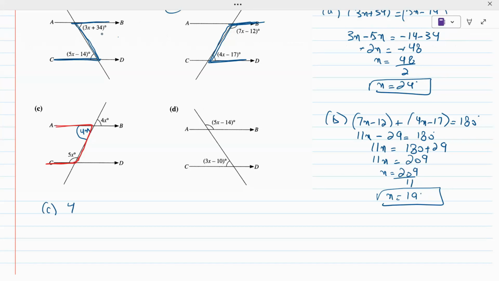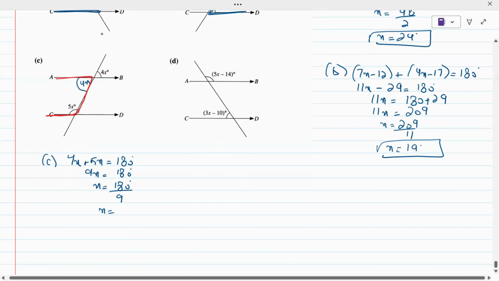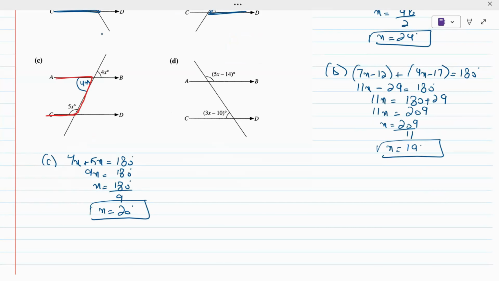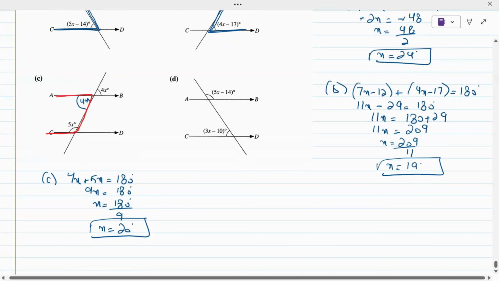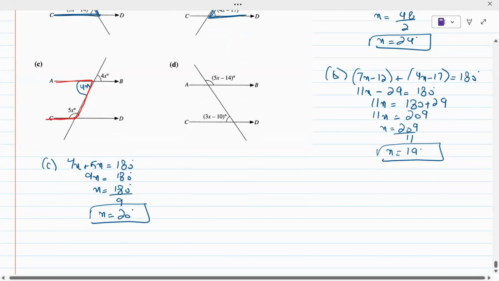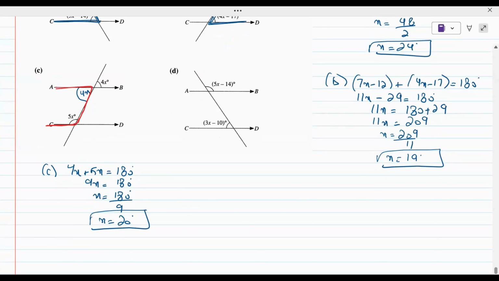So the equation made here is 4x plus 5x is equal to 180. That's 9x is equal to 180, and x is equal to 180 upon 9, which gives us x as 20 degrees. So this is pretty much simple, and part D is almost the same nature as part C. Let's pick up a few more tricky questions about parallel lines.